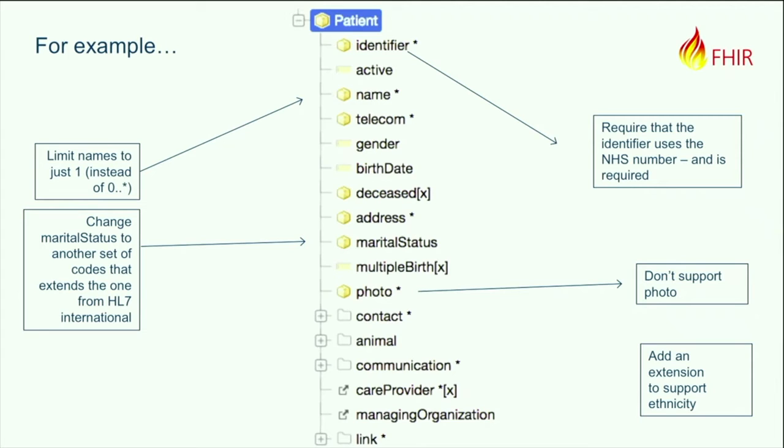What was a star again, David? Star means multiple. Star means there can be more than one. You can limit the names to just one. So name in the spec can be multiple, and you might want to say that we only want one of them.